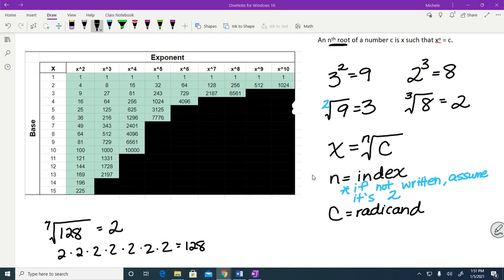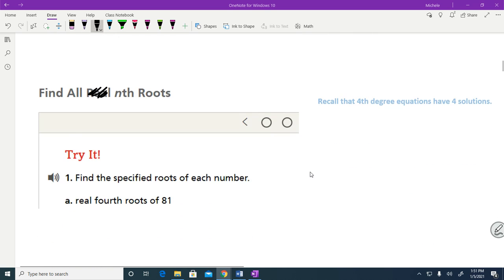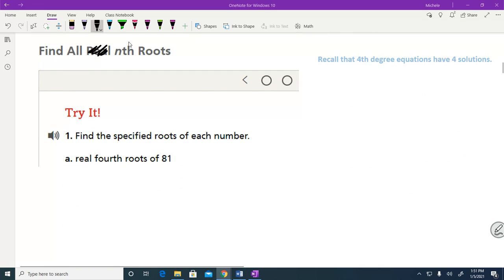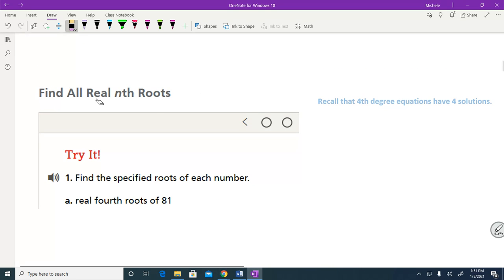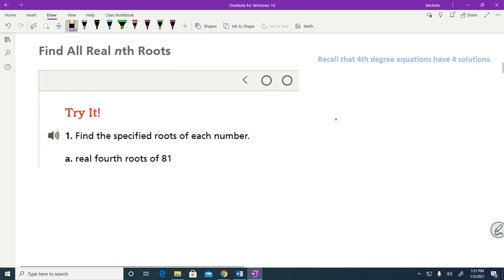Not for right now. Okay, so next, let's look at example 1, where we have to find all real nth roots. I need to find all real fourth roots of 81. What I can do to find this is set up an equation. Fourth roots means I'm going to need to take the fourth root. So I can set up an equation, x to the fourth equals 81.